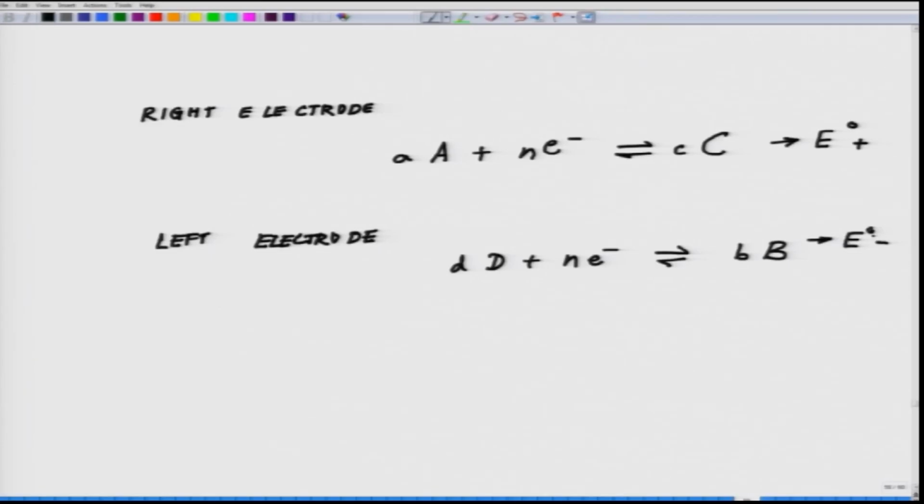Now, at equilibrium we have already talked about E being equal to 0. The Nernst equation for this will look something like this. We know that E is equal to E plus minus E minus. This is your E minus term, and this is your E plus term. Now, if you write this equation, it will become something like this.